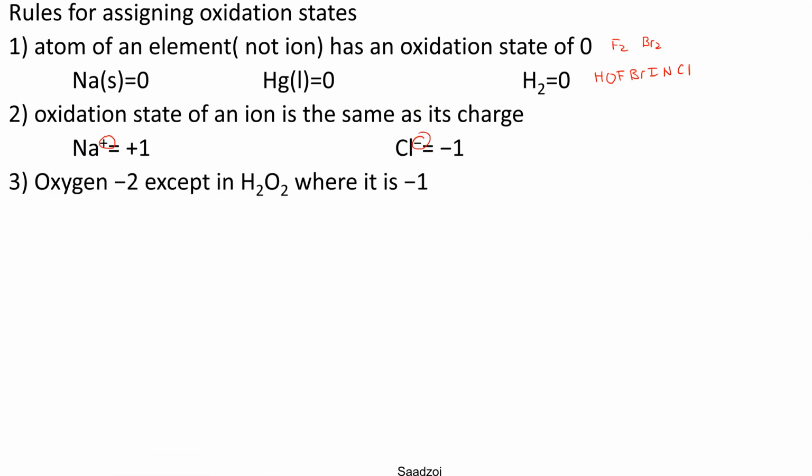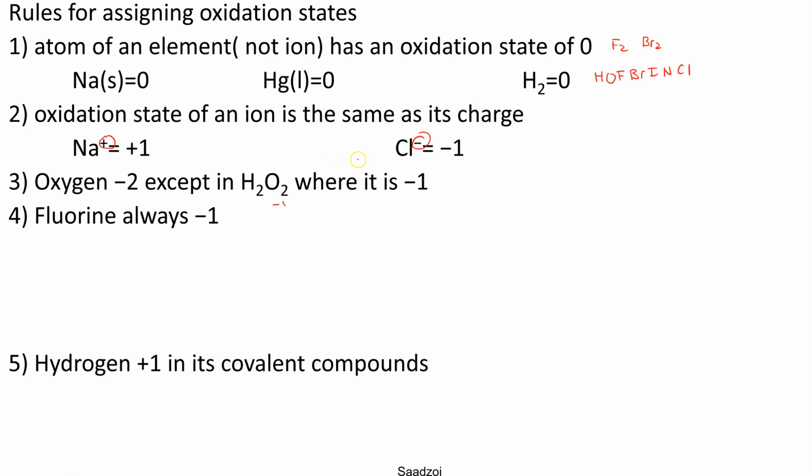Moving on, oxygen is negative 2. So O is always negative 2 except in this molecule. This is the only time it's not negative 2. And when you see it here, it's actually a negative 1 charge. So whenever you see oxygen in hydrogen peroxide, H2O2, it's going to be a negative 1. Otherwise, it's a negative 2. Fluorine is always a negative 1. So whenever you see F, just consider it negative 1 and move on.